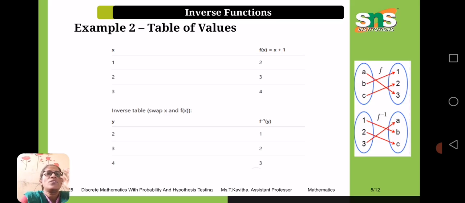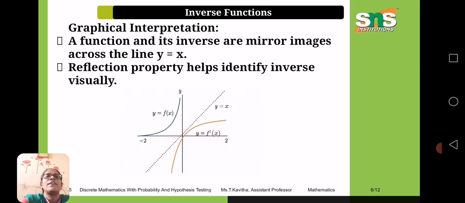Here the table values, example 2: x is equal to 1, 2, 3, f of x is equal to x plus 1, we get 2, 3, 4. Inverse table: swap x and f of x. Here y is equal to 2, 3, 4. Then f inverse of y is equal to 1, 2, 3.